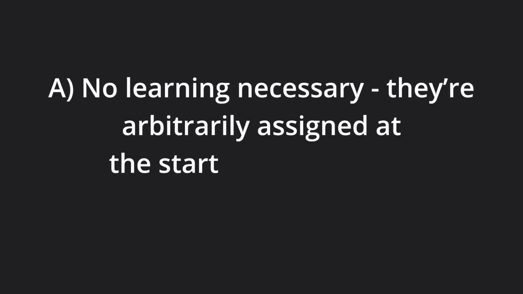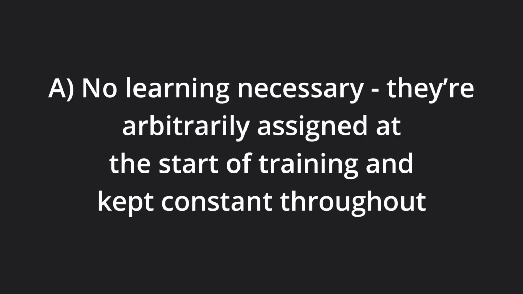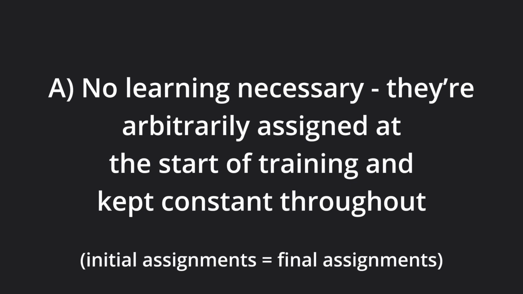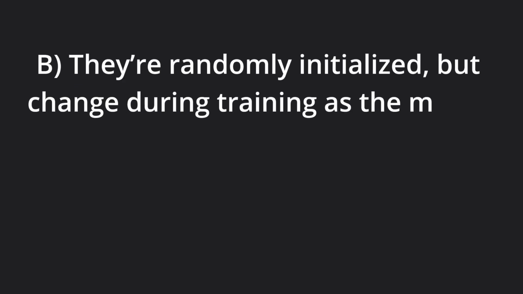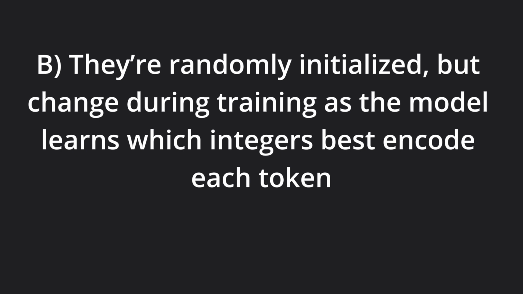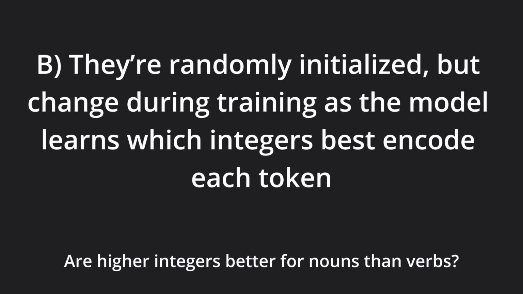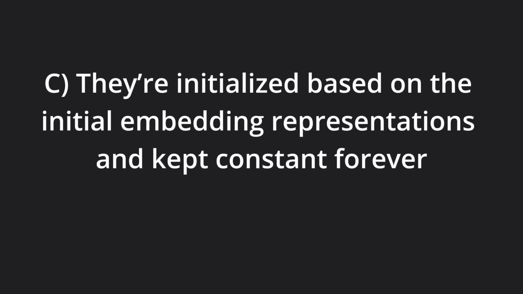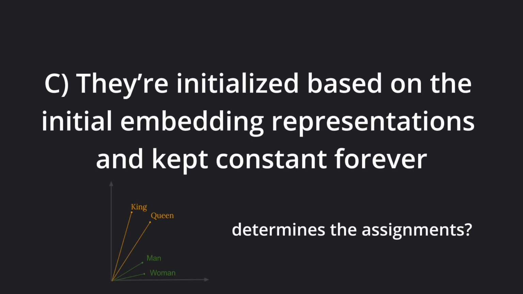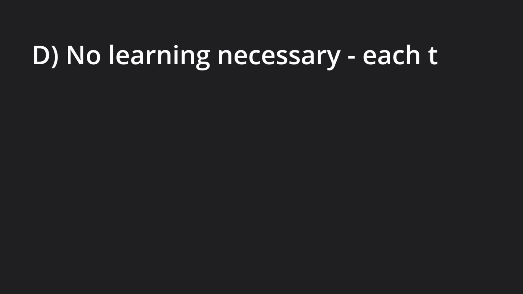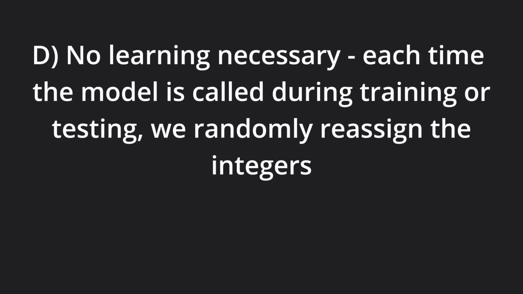A. No learning necessary. They're arbitrarily assigned at the start of training and kept constant throughout. B. They're randomly initialized but changed during training as the model learns which integers best encode each token. C. They're initialized based on the initial embedding representations and kept constant forever. D. No learning necessary. Each time the model is called during training or testing, we randomly reassign the integers.